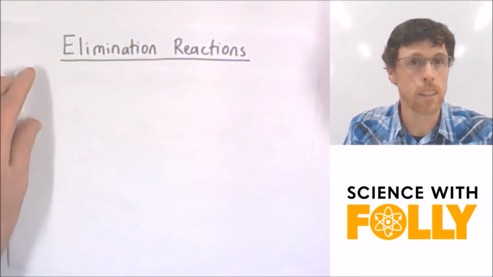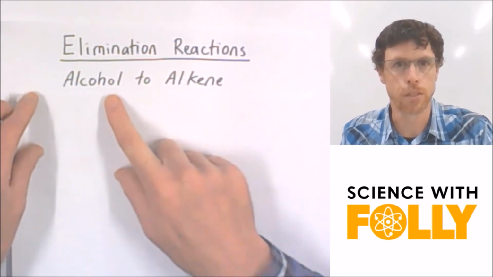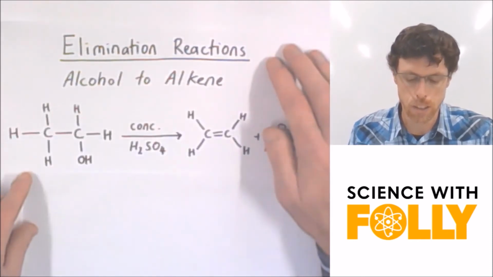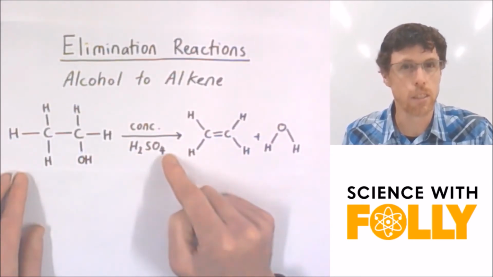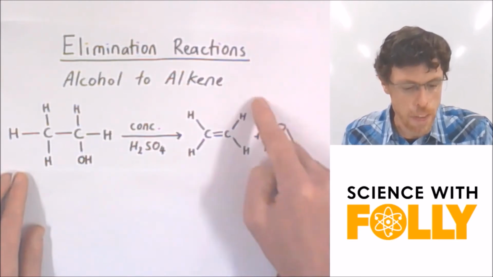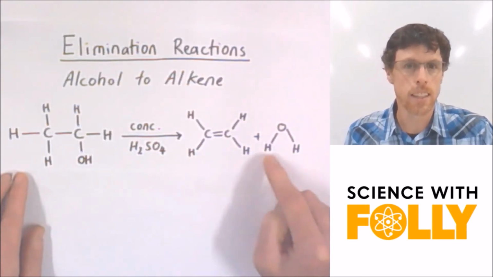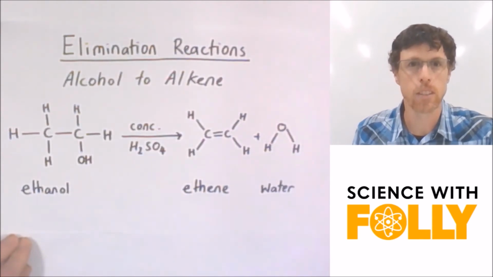Alcohols can also undergo elimination reactions, and that's where an alkene is formed from an alcohol. For example, we've got ethanol, we've got concentrated sulfuric acid, which is a strong dehydrating agent, and then we've got ethene plus water. That's an elimination reaction.